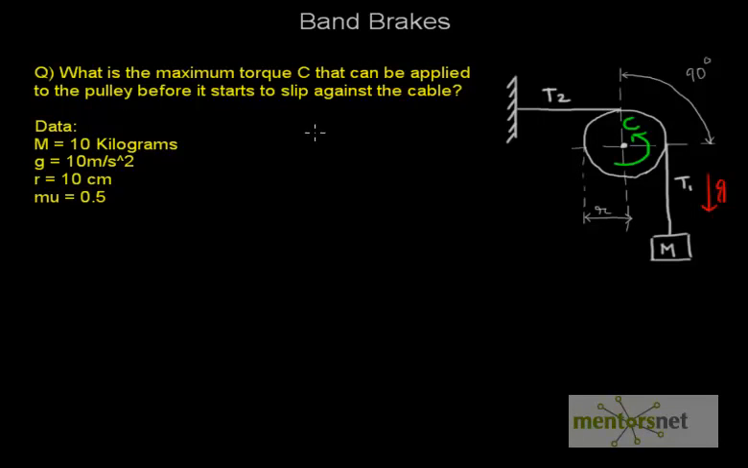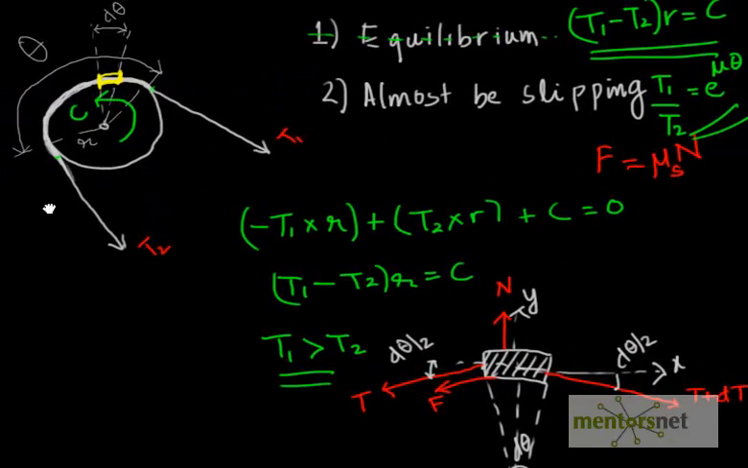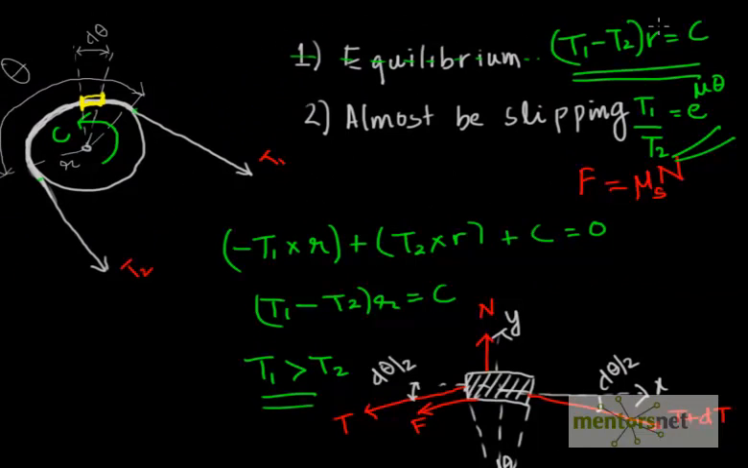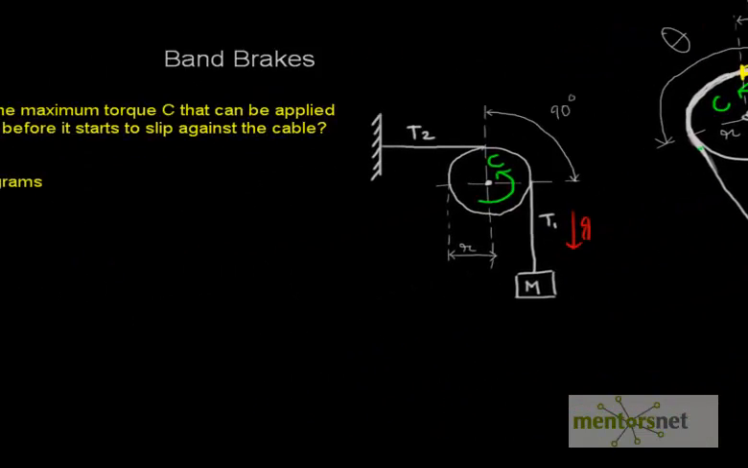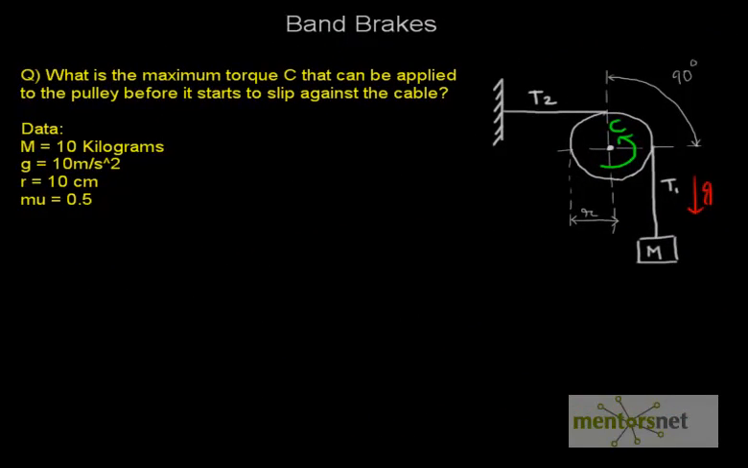Now that we have done the analysis of the band brake, we have the two equations which are there in the band brake. We'll just revisit that. The first equation is that (T1 minus T2) into R is equal to C, and the second equation is T1 by T2 is equal to e to the power mu theta. Now we'll use these two equations to solve this question on band brakes.